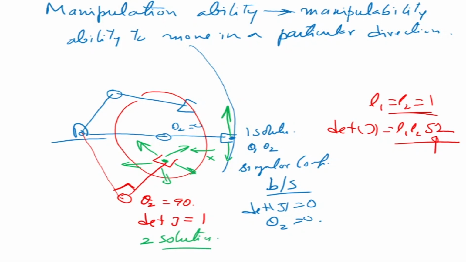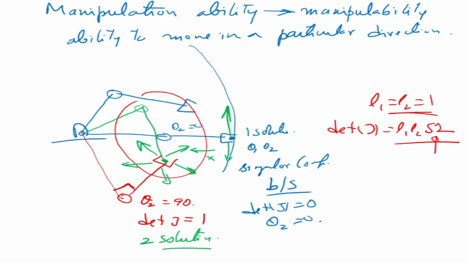Okay, so in this configuration and this configuration there are two solutions now, whereas when it was stretched out there was only one solution. So there appears to be a relation between the number of solutions and the value of the determinant and singularity also. When it is going to a singular configuration, it is losing the number of solutions and it can move only in particular directions, whereas if the determinant is maximized in the center of the workspace, then it means it can move in any direction equally well.